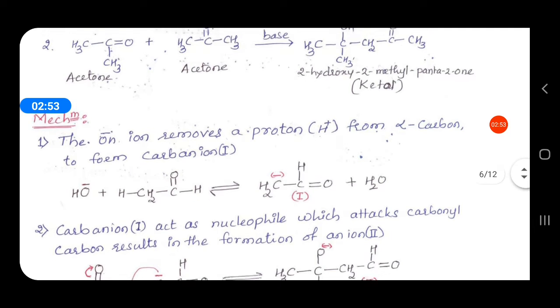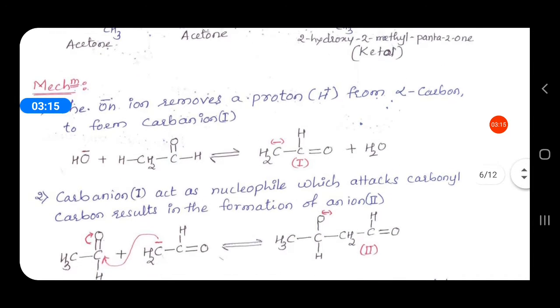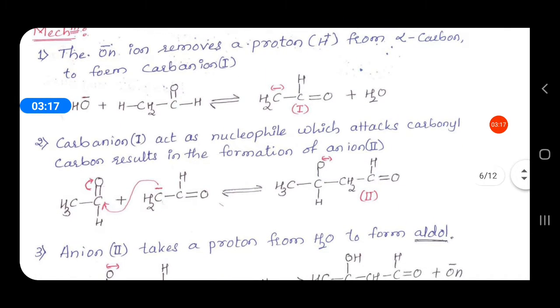In presence of base, the reaction takes place. So here base initiates the reaction. In the first step, the nucleophile, that is OH minus ion from the base, removes a proton from alpha carbon to form carbanion 1. It removes a proton from alpha carbon.